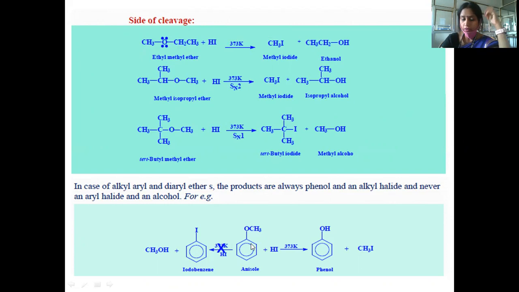So if we react anisole with HI, the favorable product will be what? There could be two possibilities. Either an alcohol will be formed and CH3I will be formed, which is usually the reaction, or the reverse could also happen, that the aryl iodide gets formed and methanol is formed. But this reaction doesn't happen. It has been found that it is always not the iodide but the phenol which is formed.